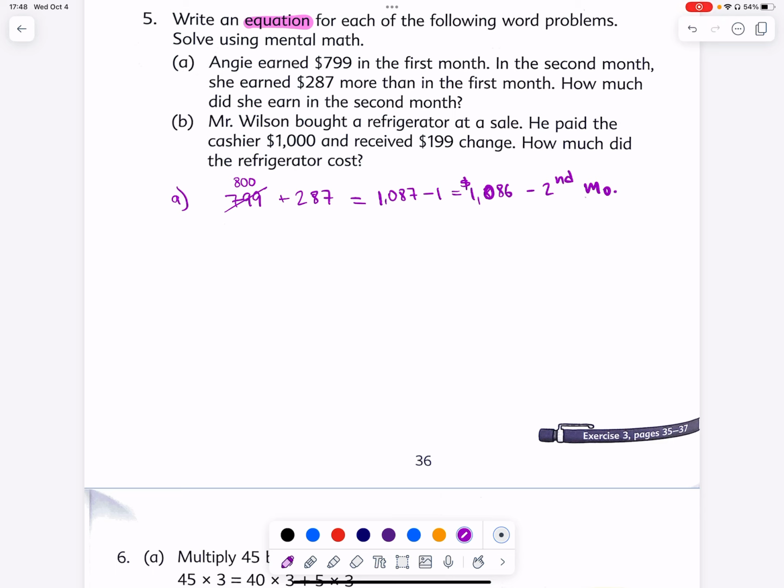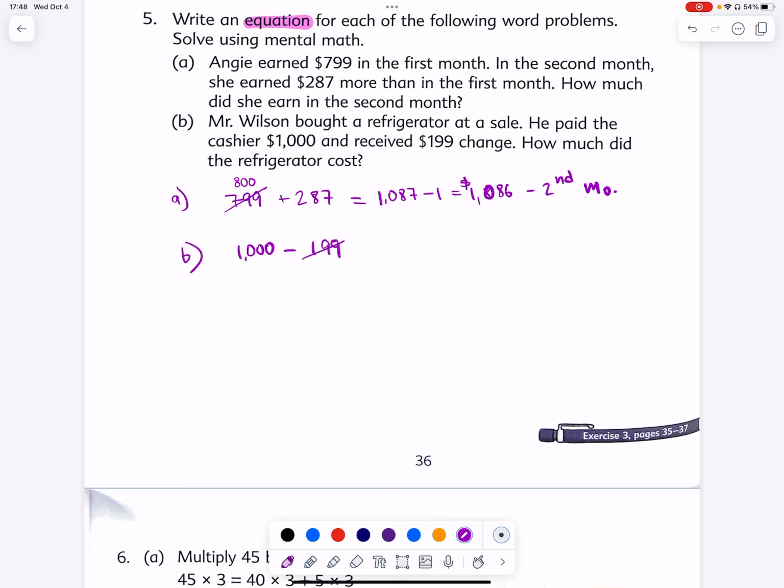Next, problem B. Mr. Wilson bought a refrigerator on sale. Well, what a lucky person. He paid the cashier $1,000 and received $199 change. How much did the refrigerator cost? Well, we know 1,000 minus 199.